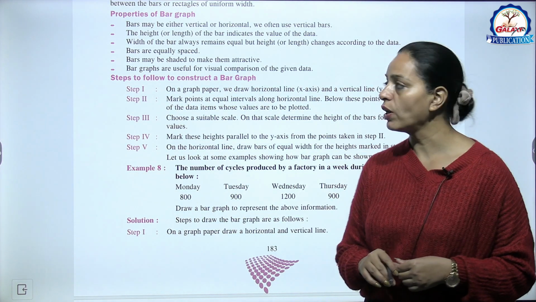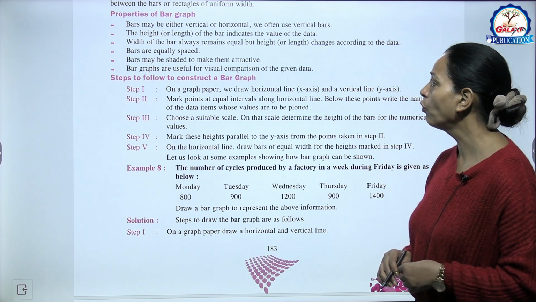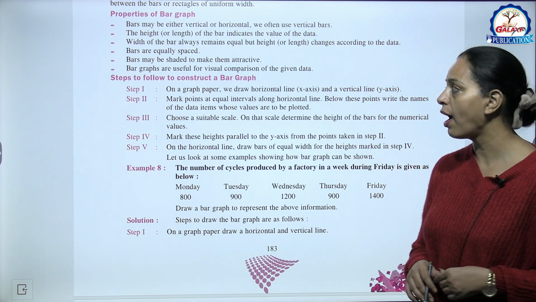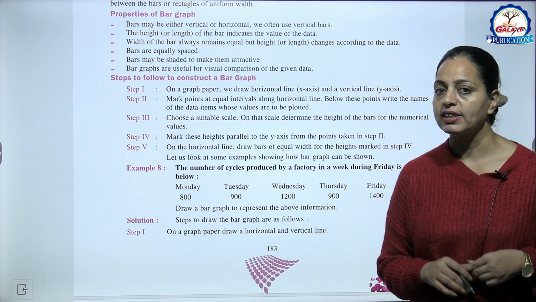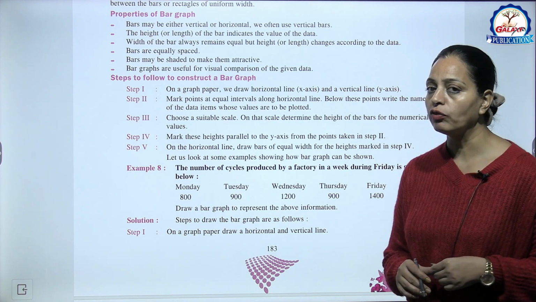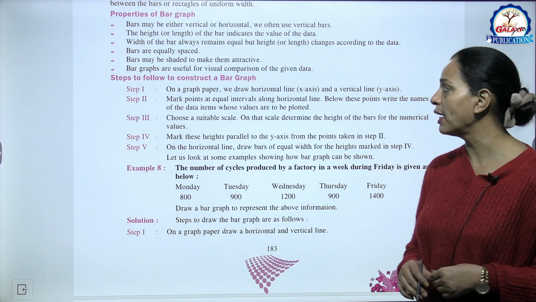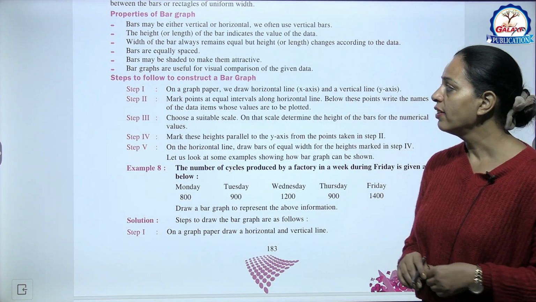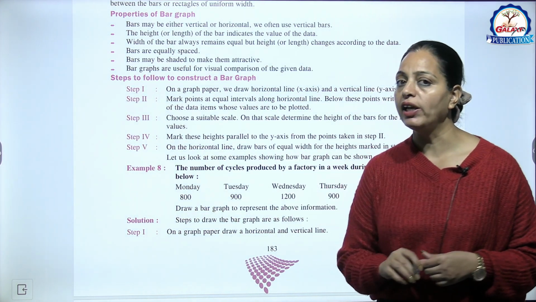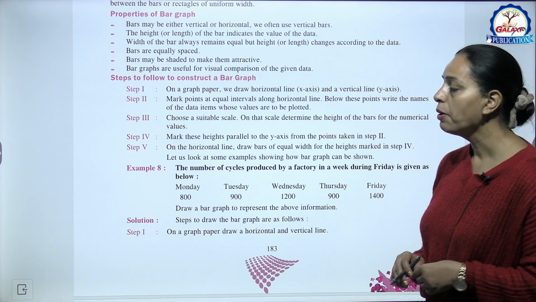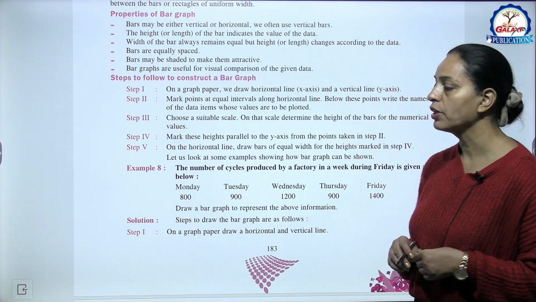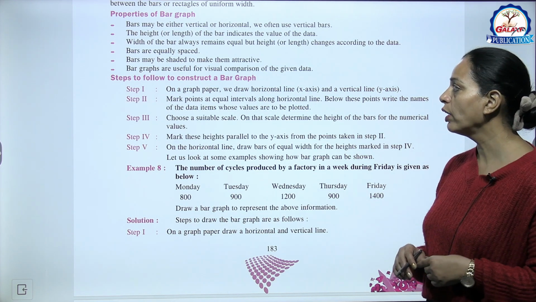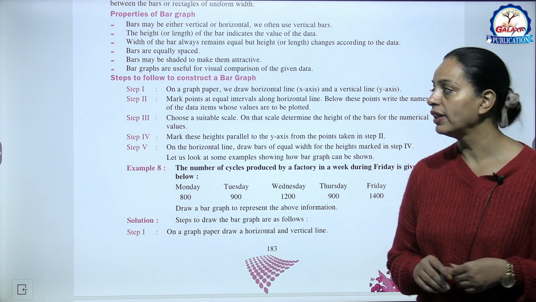Bars may be either vertical or horizontal. We often use vertical bars. The second one, the height or length of the bar indicates the value of the data. The third point, width of the bar always remains equal, but height or length changes according to the data. The next point, bars are equally spaced. And the next one, bars may be shaded to make them attractive. And the next, bar graphs are useful for visual comparison of the given data.